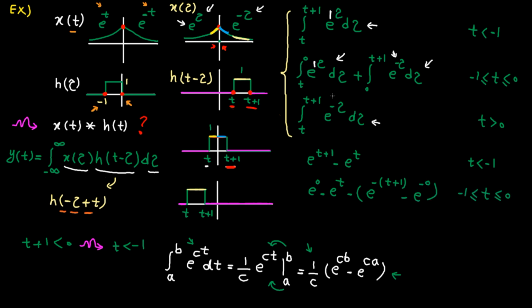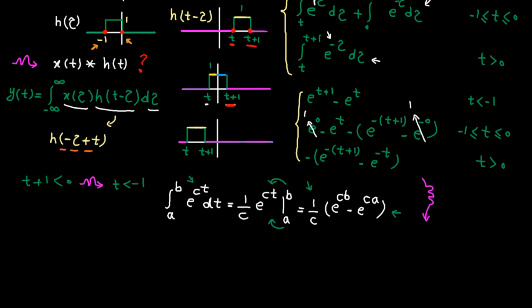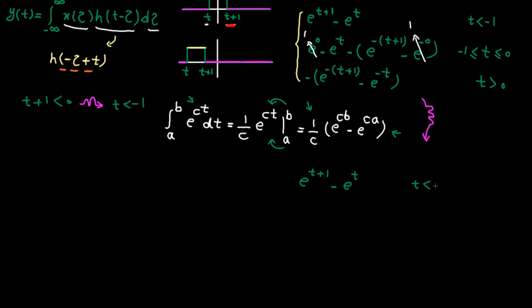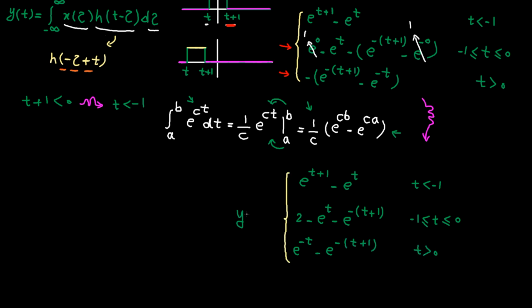Finally, for the last integral, c is minus 1 too. Here's the answer. This is 1, and also this is 1. Let me write the final answer in a clean form. For this part, 1 minus minus 1 becomes 2, so we can write it like this. For the last part, let's multiply the negative sign by the parentheses. Here's the final answer for the convolution.